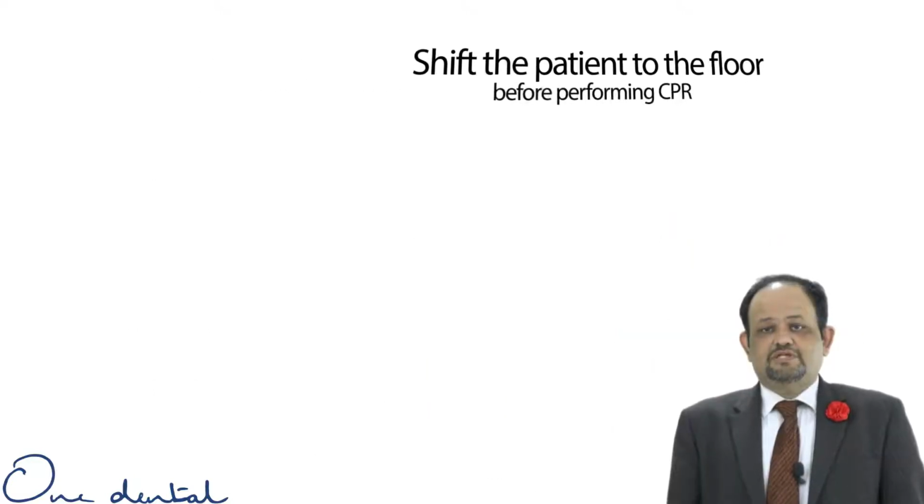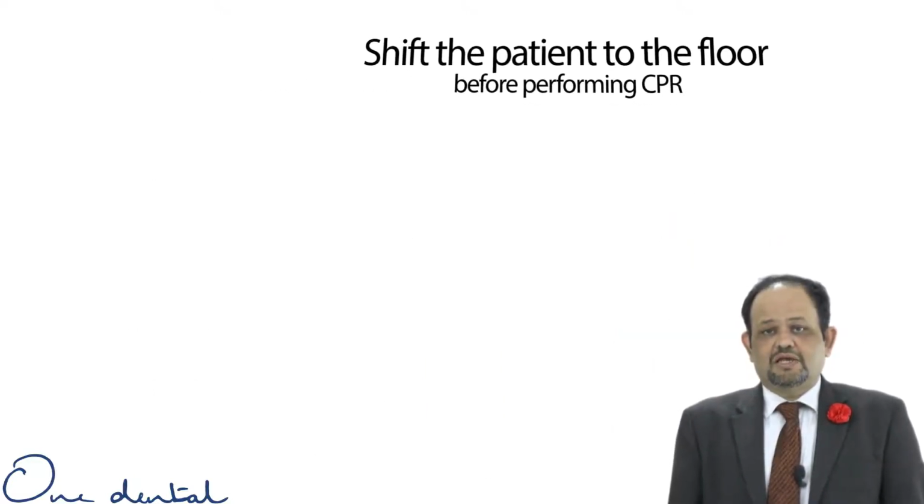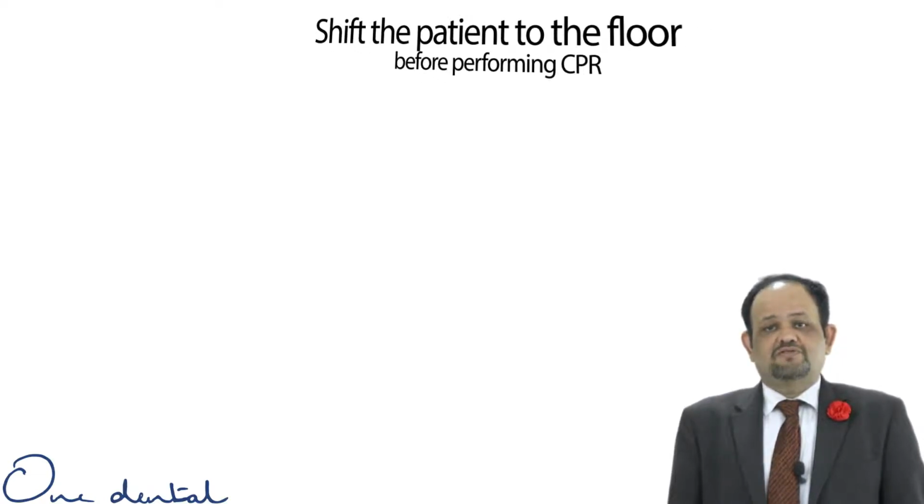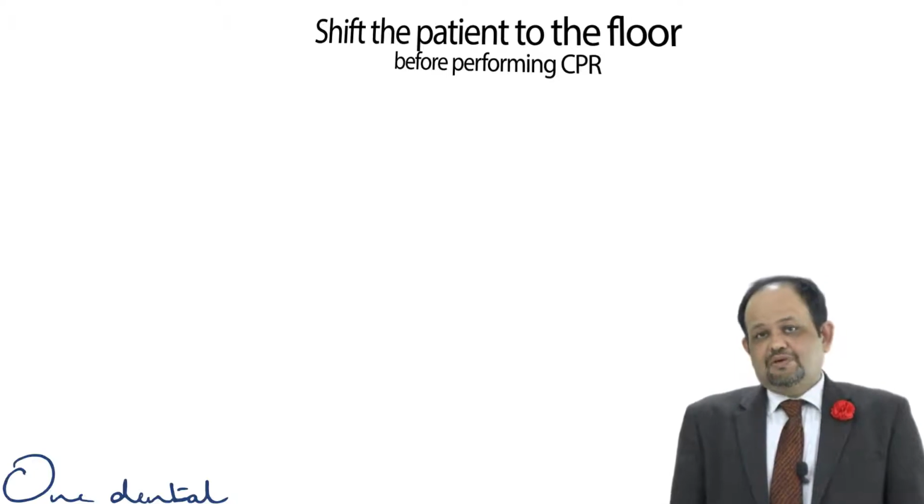We should shift the patient on the floor, on a smooth floor, right? And that is the most effective way of doing it, because if we try to do a cardiopulmonary resuscitation on the dental chair, our arms won't be able to deliver that much of compression, number one. Number two, the padding in the dental chair would be absorbing all the thrusts that are given, which is not going to give an effective chest compression to the patient.